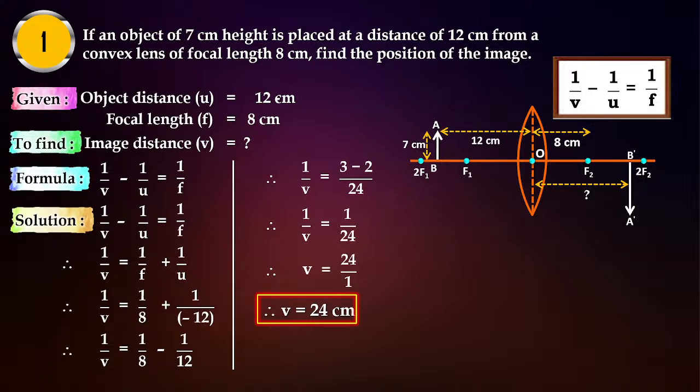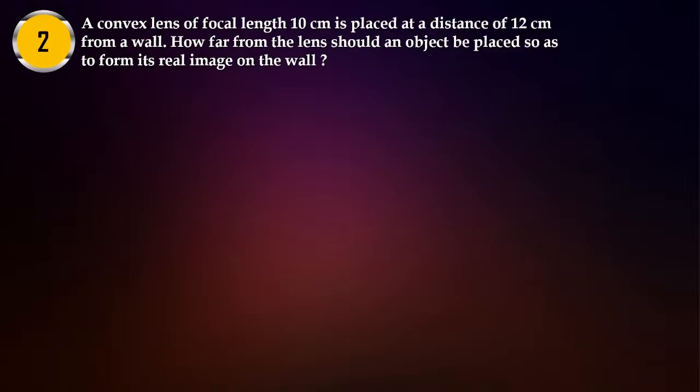समझ में आया? तो इधर क्या हो जाएगा? v is equal to 24 means the image is on the right side of the lens. Yes or no? And in a convex lens, I know the focal length is positive. Like this, you have to solve it. This is a very basic problem, very, very easy problem.